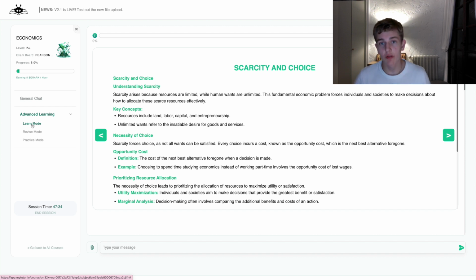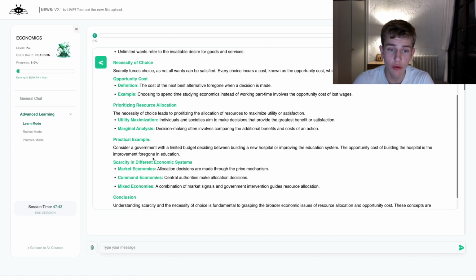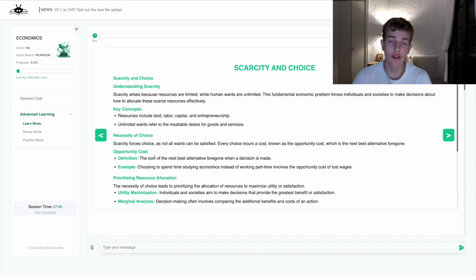So first thing I want to focus on is how I use learn mode to give me the best efficiency, give me the best notes. So learn mode just consists of your notes, but however, this is structured notes which have been checked by the mytutor.io team. Also, these notes are not just notes. You have the notes, you read them, they're very good.